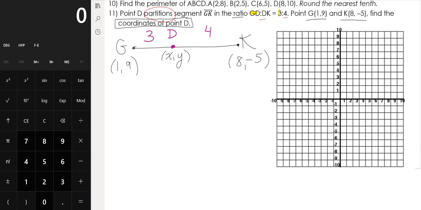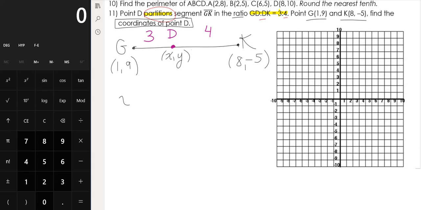Now, if it says partitions and you see a ratio, this is a partitioning problem, which you really have 2 choices on how to do. You have the formula, or you have more of a visual method. I'm going to start with the formula, and then I'm going to show you the visual method. If I use the formula, it looks like this. Depends on how your teacher taught you, but this is what it looks like.